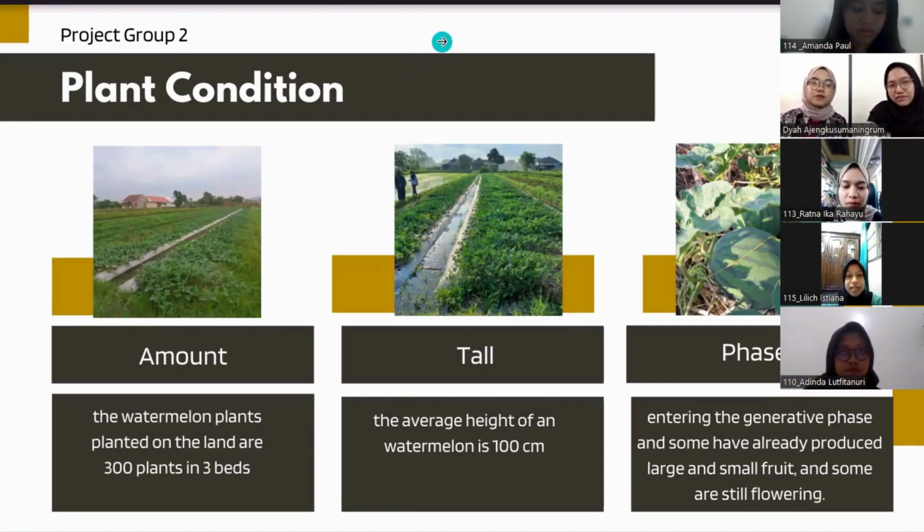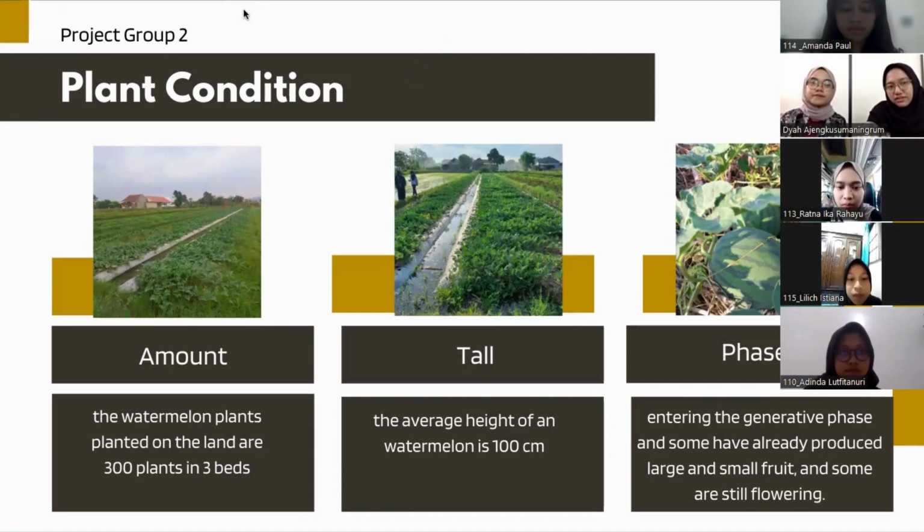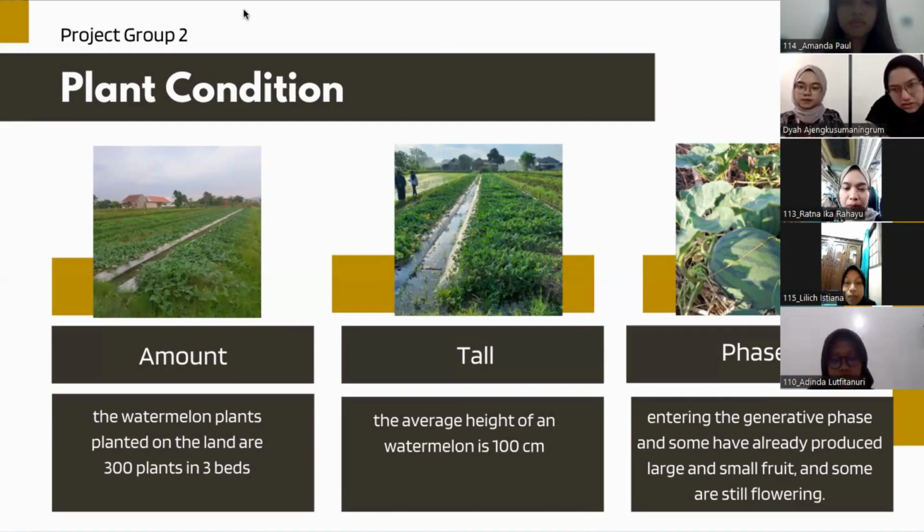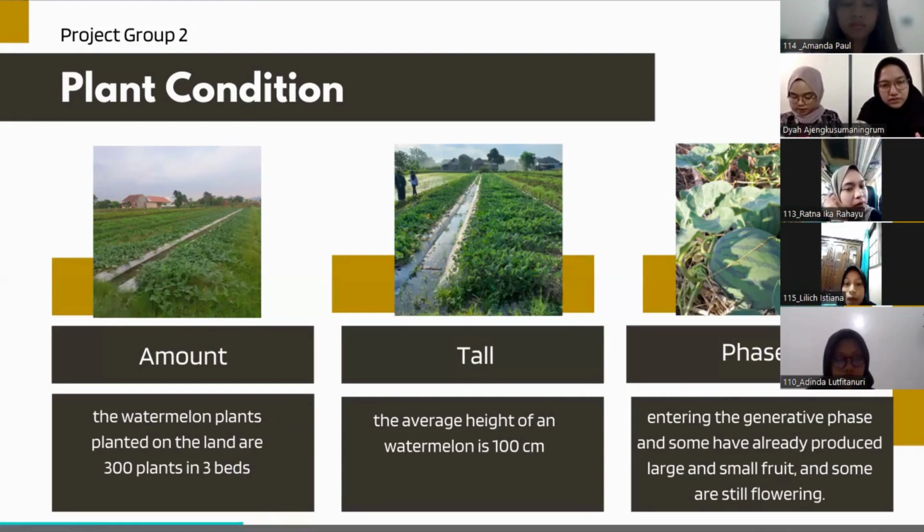Okay, next is the plant condition. For the amount, the watermelon plants on the land are planted in 3 beds. For the height of the plants, the average is 100 centimeters, and the plants are entering the generative phase, and some have already produced large and small fruit, and some are still flowering.